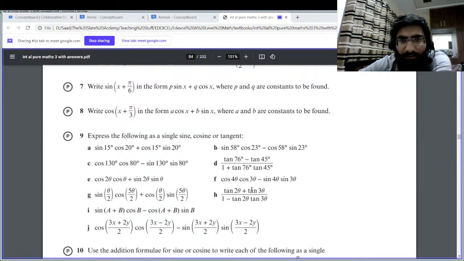So the first one, which formula is it? First one is the sine a plus b formula, and a is 15 and b is 20. Yeah. So sine 15 plus 20 is sine 35, and sine 35 is? Your calculator. 0.57. Okay. Yes.